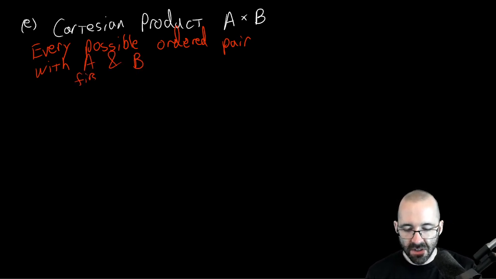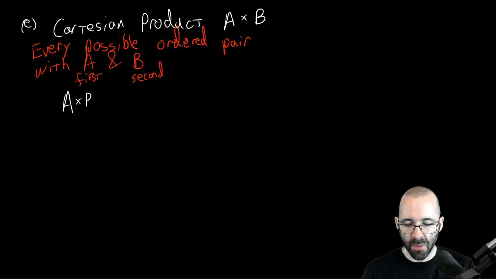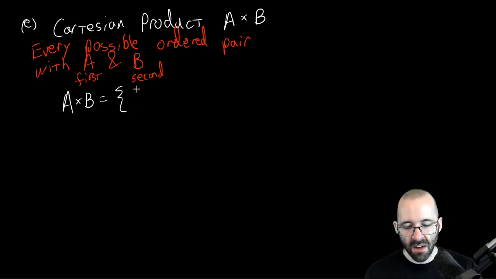So with A first and B second. So what is this going to look like? I'm going to write it over here so we have a little bit more room, because these oftentimes take forever to write. So it's every possible ordered pair. So we'll write ordered pairs like this.